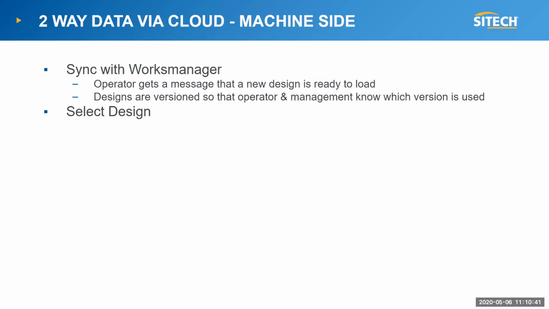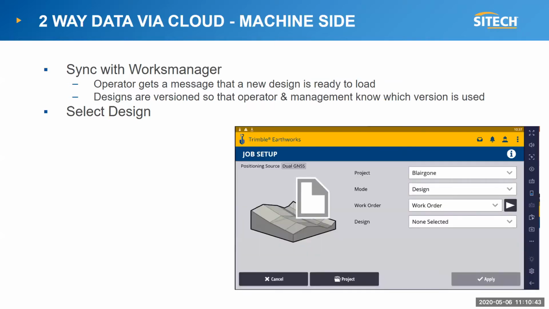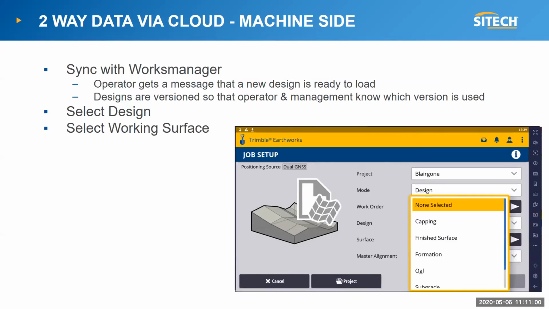So the operator loads the design. He says, okay, I've synchronized that with Works Manager. I'm going to select my project, which is Blagon. My mode is design, and I have no design selected at the moment. So he clicks the down arrow to the right of where it says non-selected for design.